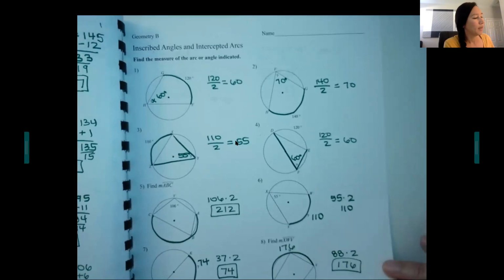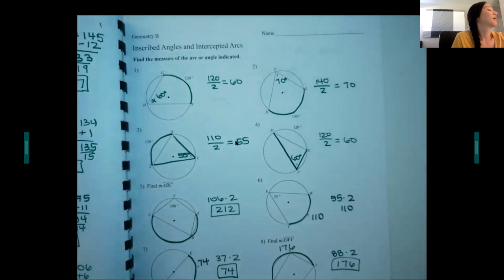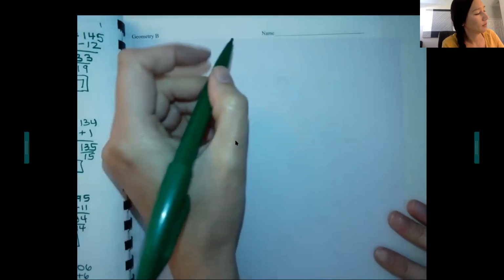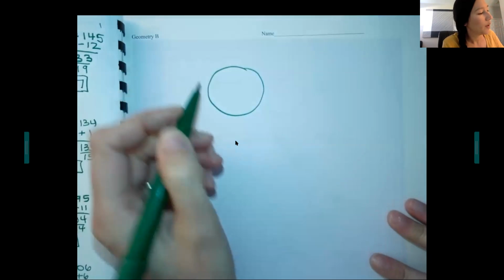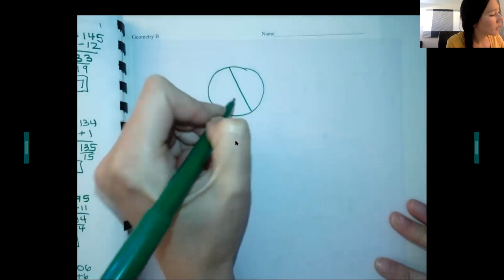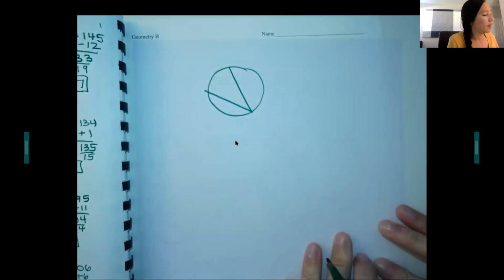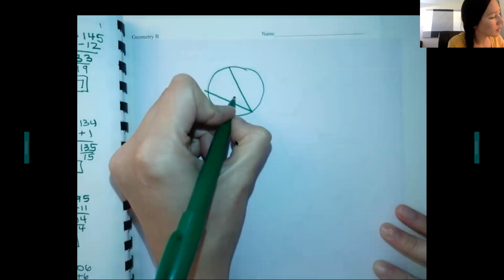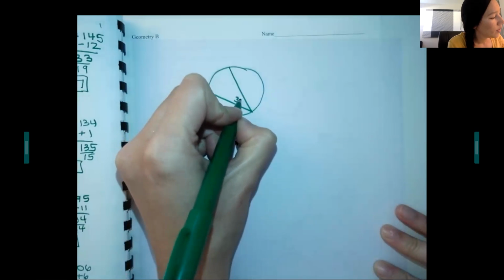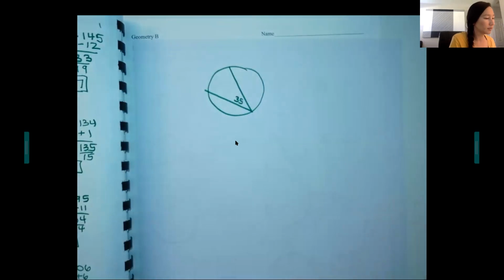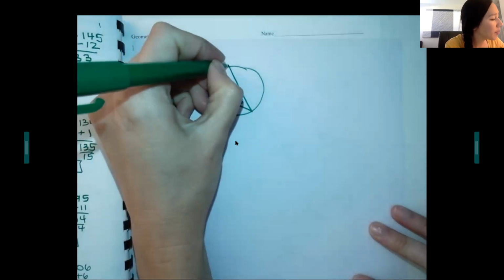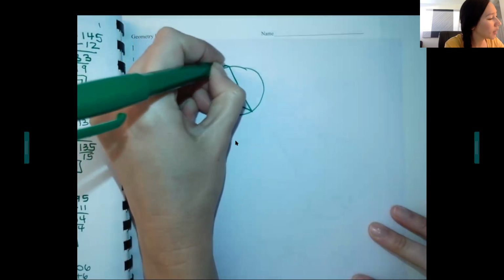So let's say we have a circle. Here's our angle. I'm going to say this is 35 degrees. So then, Jade, what would my arc be? What's this piece right here?